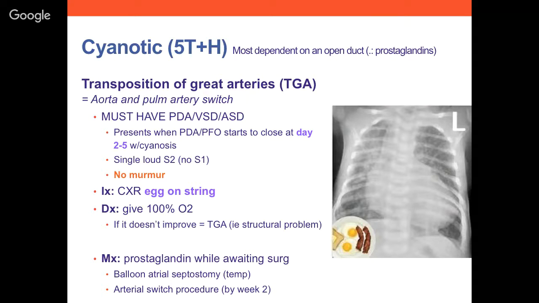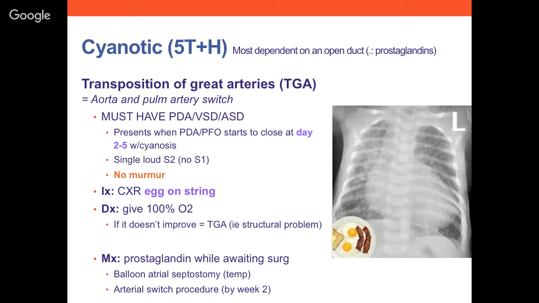So how do you diagnose these guys? This little baby has a defect where the 2 arteries have switched. So no matter how much oxygen you give them, they're not going to get better, because it's an anatomical defect. So what happens is you give them 100% oxygen, usually in an oxygen box, and they don't improve at all. Which makes sense because no matter what, you've still got a closed loop happening.